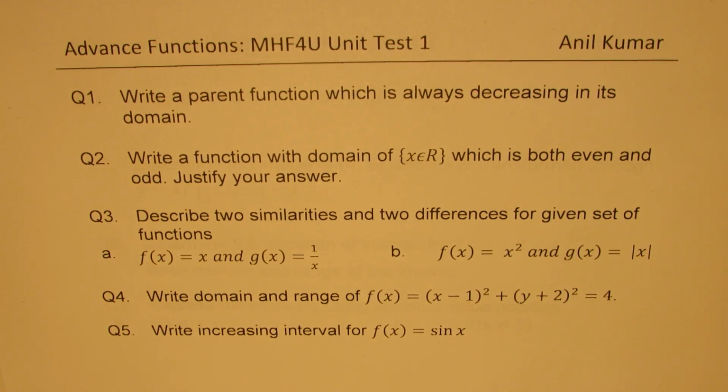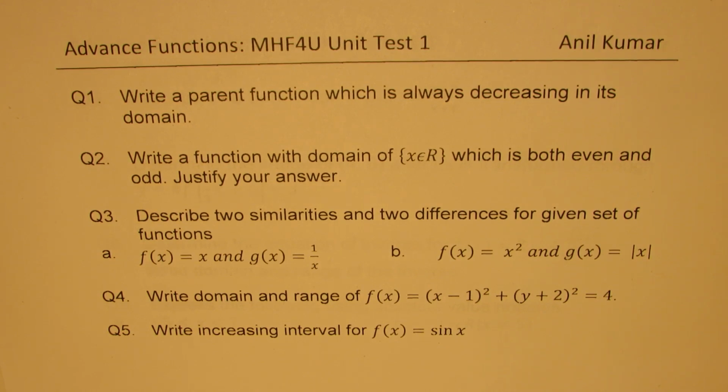Question number 1. Find a parent function which is always decreasing in its domain. Question number 2. Write a function with domain x belongs to real numbers, which is both even and odd. Justify your answer. Well, this is a very important question seen many times in the test paper, and there's only one function which meets this criteria.